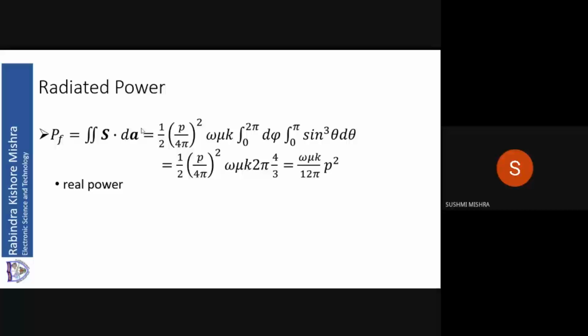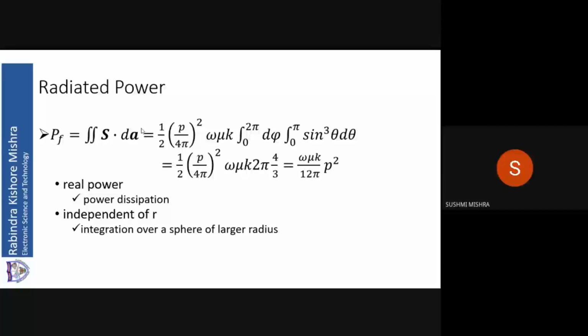Now you can see there is no imaginary term. So the power is real. Radiated power is real. If the power is real, it means there is a dissipation of power from the antenna. If there is an imaginary component, then there is some storage. Here there is no imaginary component, which indicates that there is a dissipation of power. So power is real and therefore it is dissipation. Second important thing that you can mark is that the radiated power is independent of R.